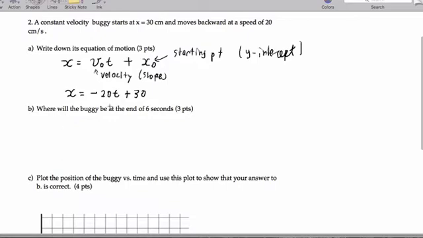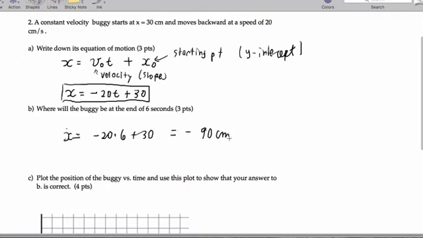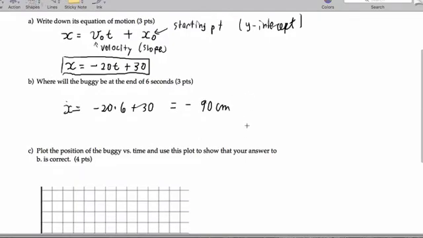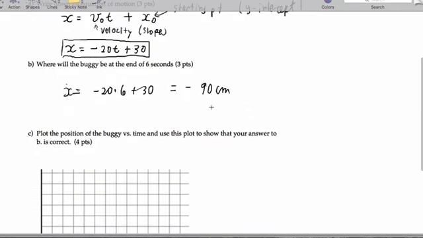So to calculate that, we're just going to plug in 6 seconds in this formula that we obtained in part A. So that's x equals negative 20 times 6 plus 30. So it turns out the buggy actually ends up at the negative 90 centimeter mark. So in other words, if we were to lay down a ruler, it would be 90 centimeters behind that ruler.